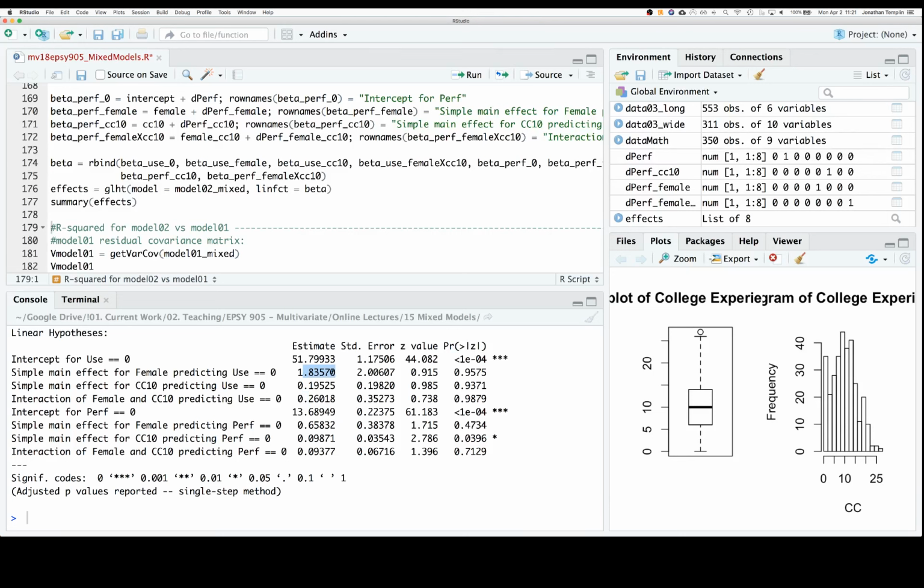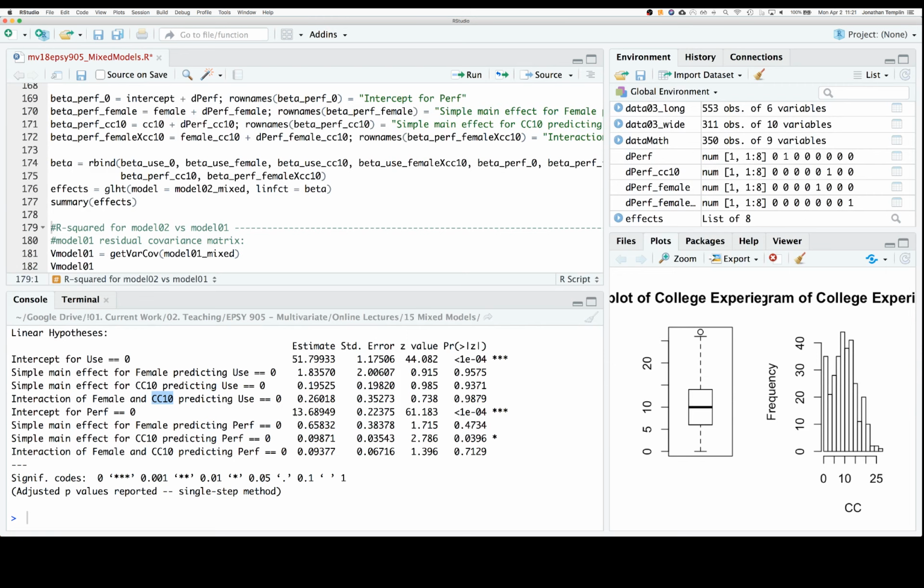Female, this value right here represents the difference in males and females for somebody who has 10 credit hours of college credit. This is similar. This is the difference in males and females of usefulness. This is the slope for CC10 predicting usefulness for males. And so that knocks out the interaction. And this right here is either the thing that modifies the slope, the difference between male and female slopes, or it's the change in the difference in males and females per credit hour. That's how we look at that. So that's all for the usefulness variable.